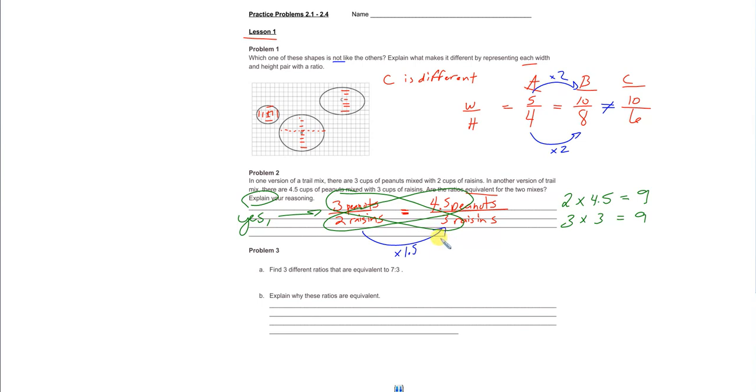You could also say that the ratios are equivalent because they have cross products that are equal. You could write that sentence, but you're kind of showing that here with your shown work. But that's problems number 1 and number 2.